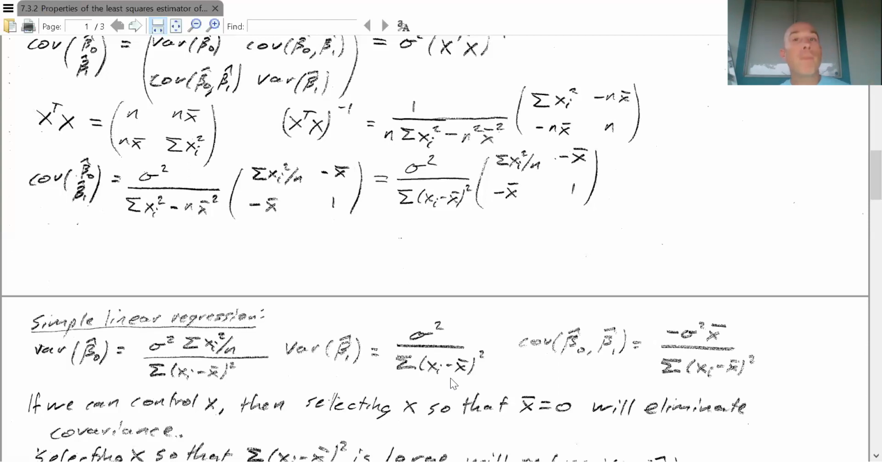Well, how do I do that? If my X values, let's say, go from negative 100 to 100, then I use negative 100 and 100, each in equal parts, 50-50. That will spread everything out from the average as much as possible. If I can only do a range from 5 to 10, then half of them will be 5 and half of them will be 10, and that will maximize this part down here.